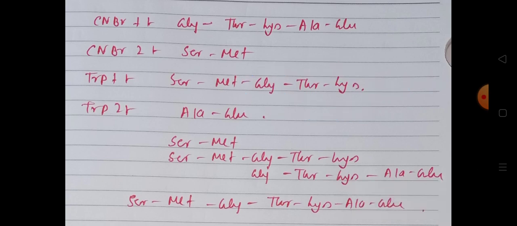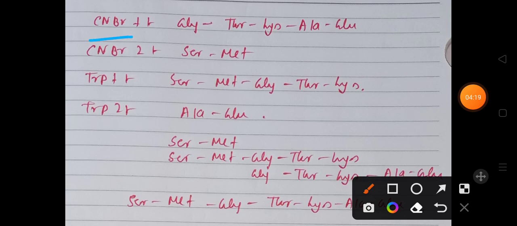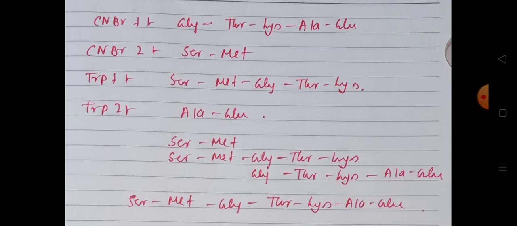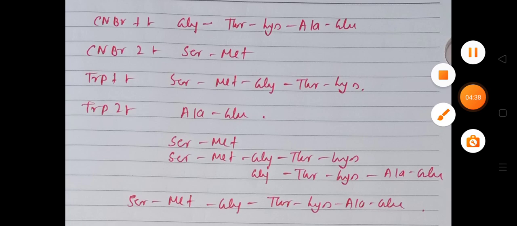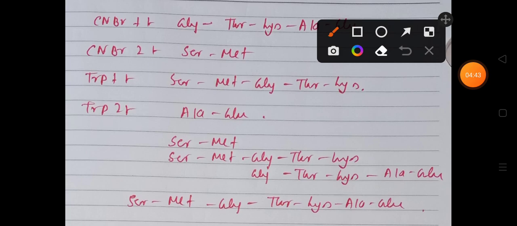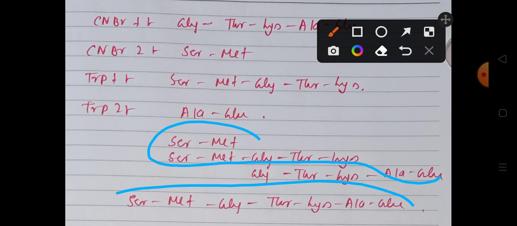Here CNBr1 will give you that opportunity: lysine, threonine, lysine, alanine, glutamic acid, right? So after tryptophan 1 there will be CNBr1. Then alanine glutamic acid is also in tryptophan number 2, so then tryptophan number 2. That's how, by combining serine, methionine, glycine, threonine, lysine, alanine, glutamic acid, you will get the entire peptide sequence. Okay, so that is the idea.